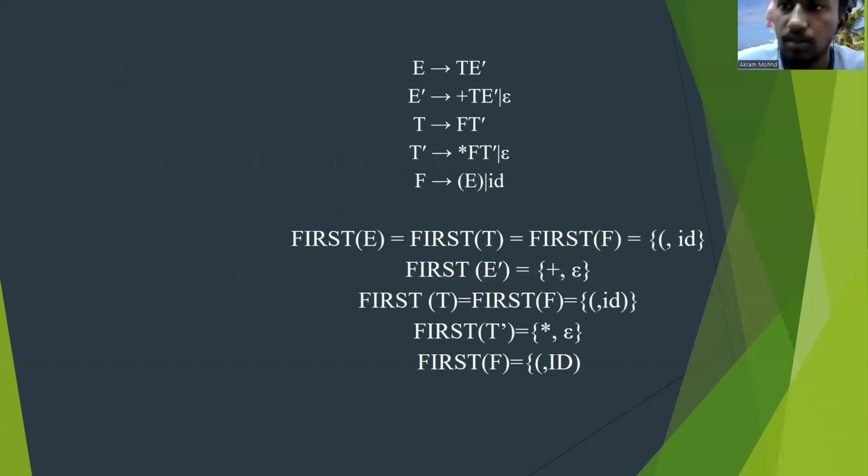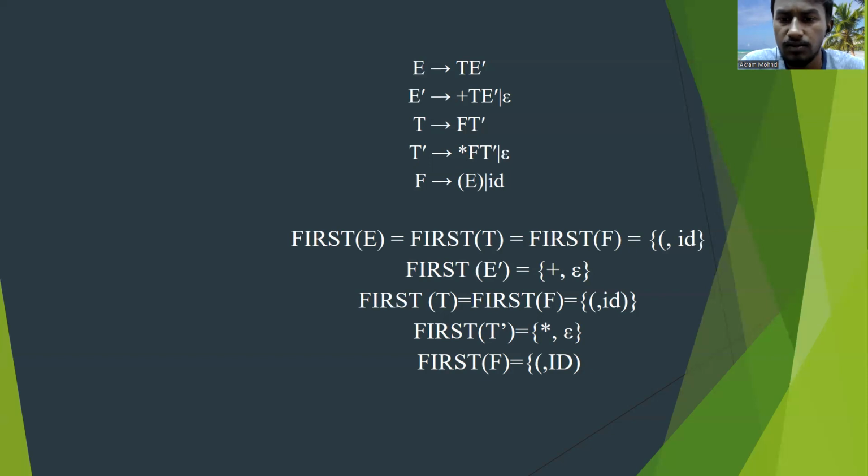So we'll construct a predictive parsing table for the given grammar. The grammar is E goes to T E dash, E dash goes to plus T E dash slash epsilon, T goes to F T dash, T dash goes to star F T dash slash epsilon, F goes to open parenthesis E closing parenthesis slash ID. The first of E can be written as first of T, then first of T can be written as first of F. In first of F, as we have the opening parenthesis and ID, we'll take both of them and write them in the braces.